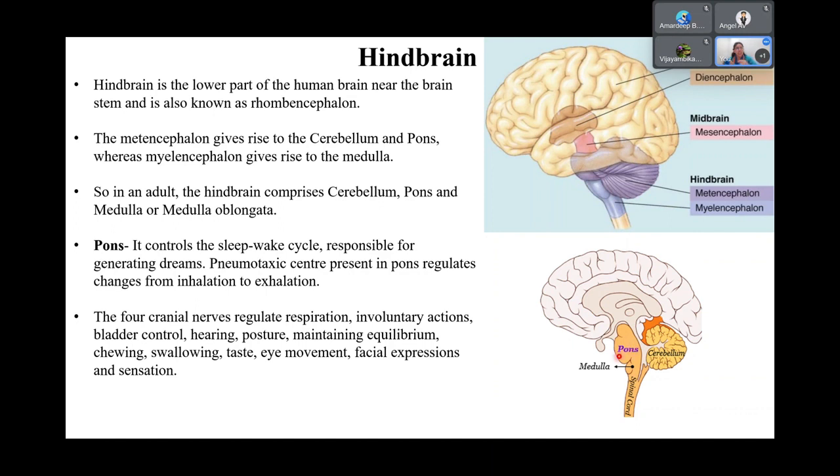Then you have cranial nerves. Cranial nerves means nerves which are of the brain. There are four of these present in this region, and they are responsible for several actions like bladder control for urination, hearing, what kind of information you can hear, posture, chewing, swallowing, taste. So all these are motions which are associated with the mouth. Then you have facial expressions and sensation. These are all part of the pons.